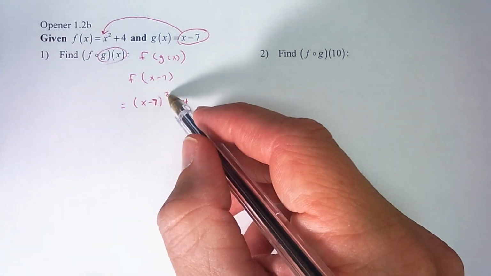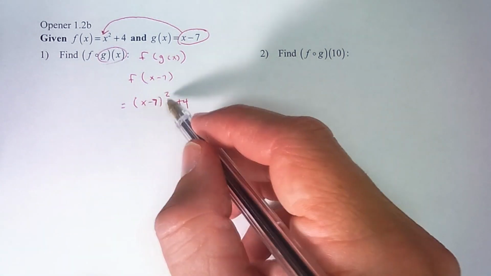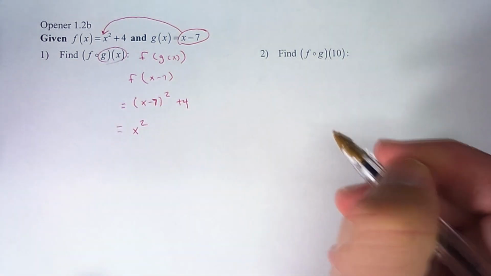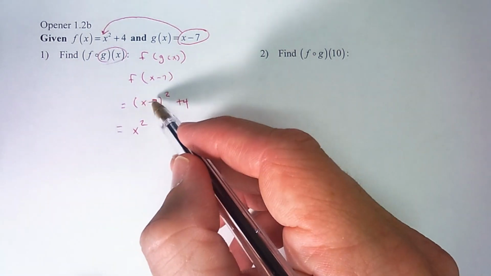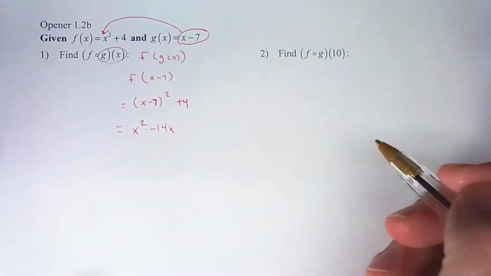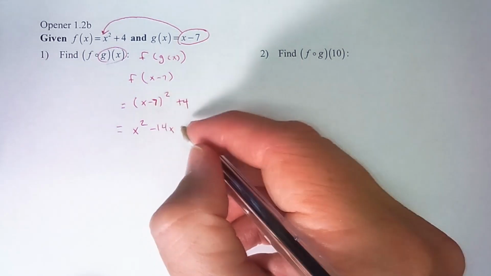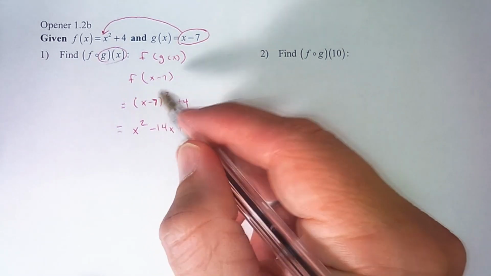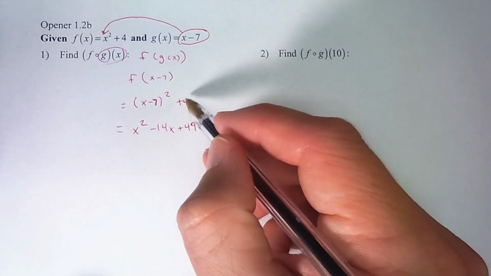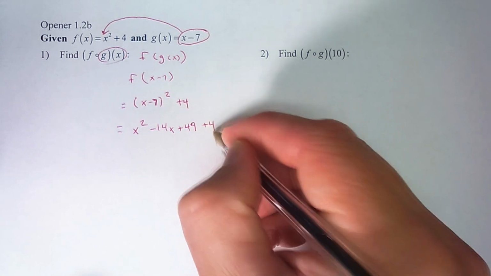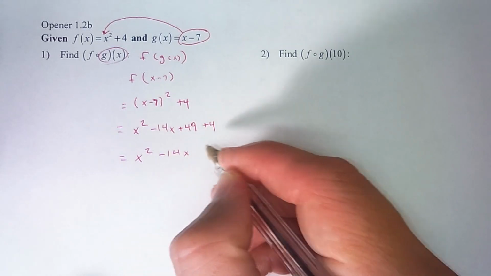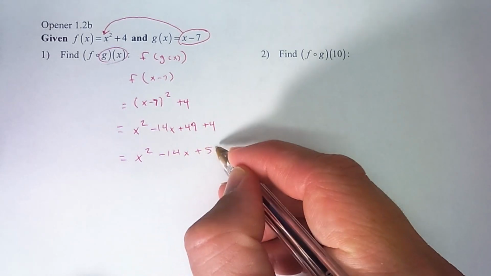Okay, x minus 7 squared. So when I square a binomial, I take the first term squared. I take double the product of the two terms. The product is negative 7x. Double that is negative 14x. And then the last term squared. So x minus 7 squared is x squared minus 14x plus 49. And then I still have a plus 4. X squared minus 14x plus 53.